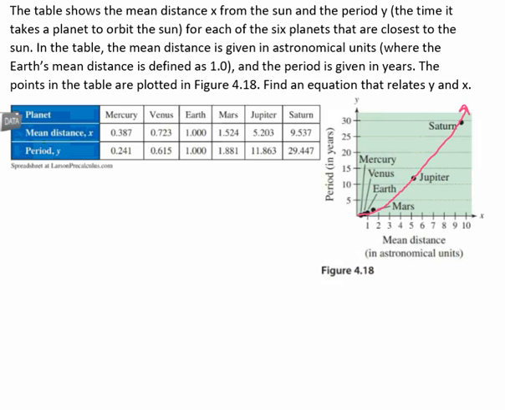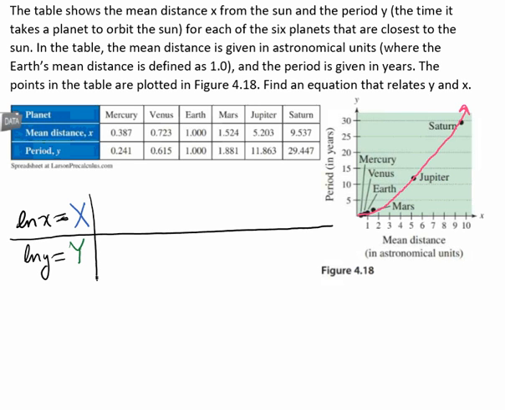So we're going to begin by saying that the natural log of x, because our x's are on top here, is going to be represented by our capital X. And then we're going to let the natural log of y be represented by our capital Y. So we're going to convert this table that we have here into natural logs.